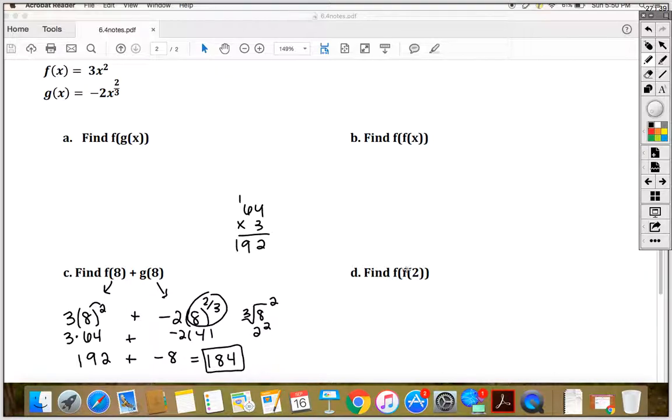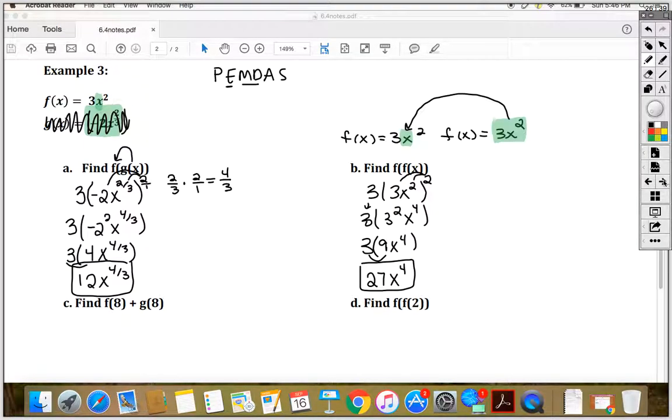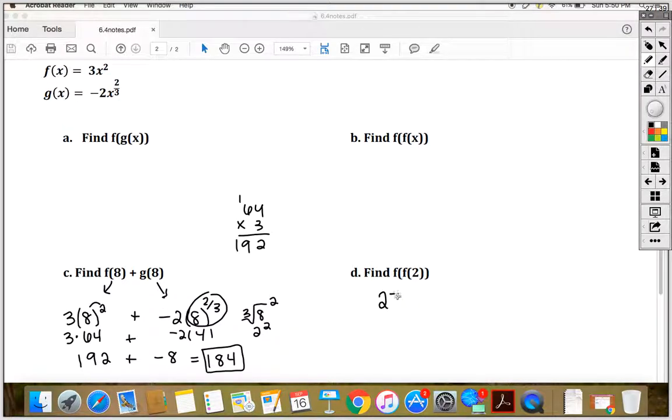And the last one, f of 2. Similar to this, I could actually use my answer from this one and plug in 2. So instead of x, I don't want x in my answer, I want to plug in 2 for x. So I believe my answer for this one, let me just double check. Yep, 27x to the 4th. And then instead of x, I want to plug in 2. 27 times 2 to the 4th power.